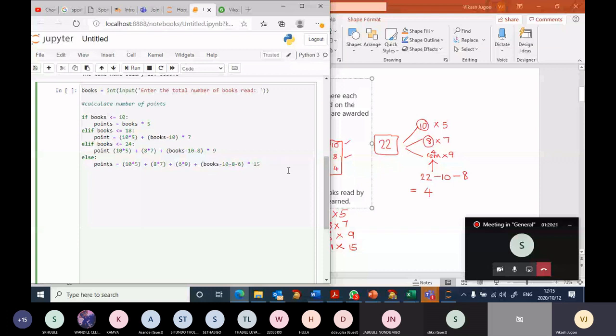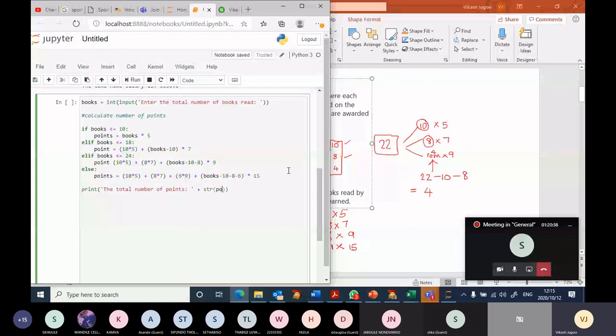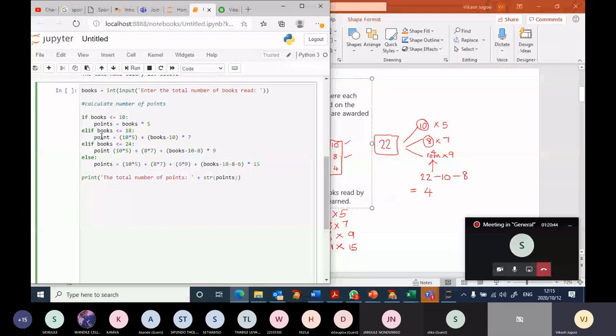And now I'm ready to print the total number of points. And I will then say plus, convert to an str, and print the variable points. Now, if you look carefully, I've used the points here. Here I said points, so I'm going to put in an S. Here I said points as well. So be consistent, right? When you create a variable, make sure you use the right variable name throughout the program.